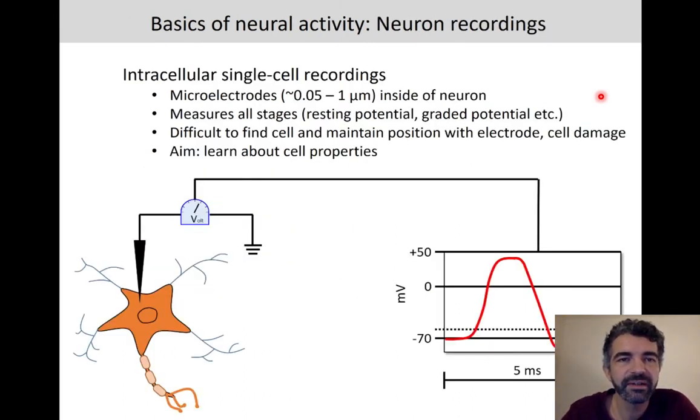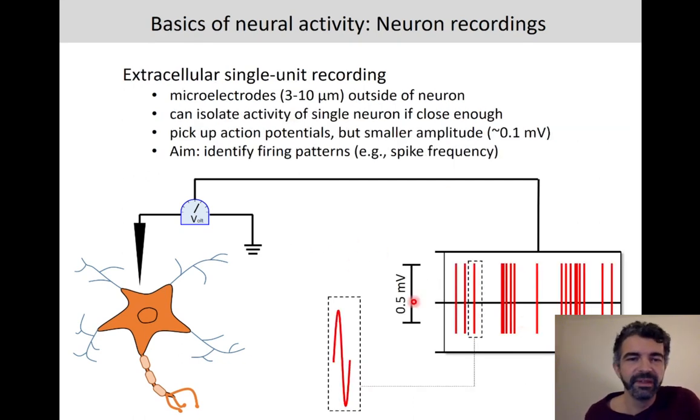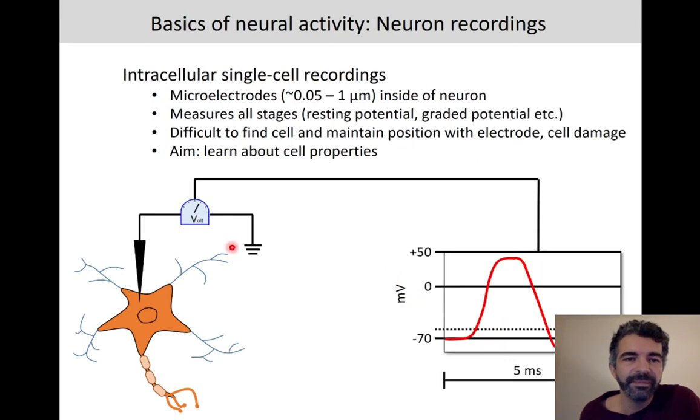So intracellular single-cell recordings require microelectrodes that are very thin, up to 0.05 micrometers. You put them inside of a neuron, and then you can actually measure all stages of an action potential. So the resting potential, the graded potential, etc. This is what you can see here. So you measure the difference between the inside and the outside of the cell.